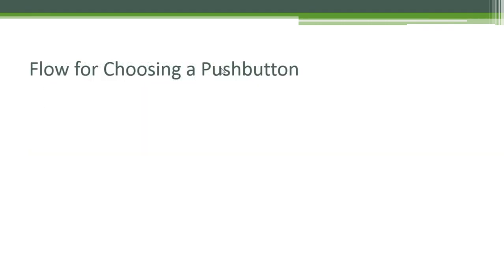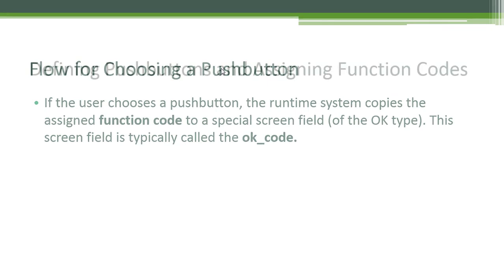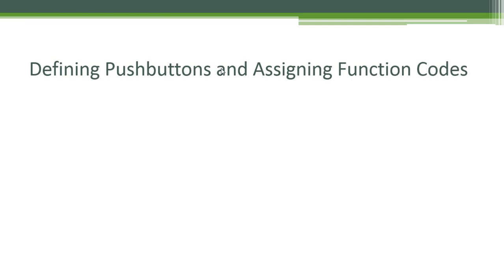Flow for choosing a push button. So if the user chooses a push button, the runtime system copies the assigned function code to a special screen field of the OK type. This screen field is typically called the OK code. Defining push buttons and assigning function codes.